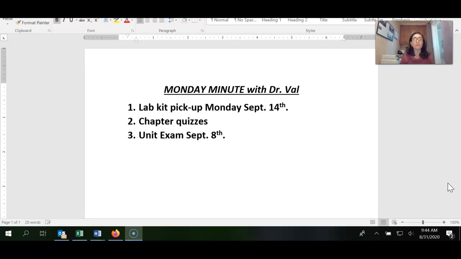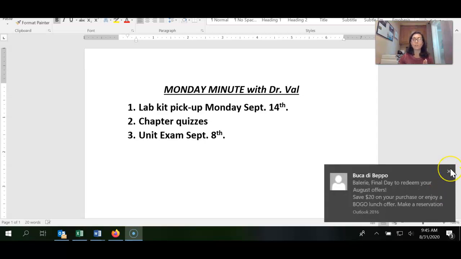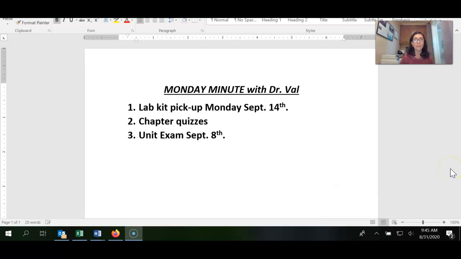On Monday, September 14th, we're going to be opening up the lab for a period of time during the day for students to come and pick up boxes that we've prepared for you. In these boxes are dissection specimens. Those specimens are going to be a preserved rabbit, a preserved heart, a sheep brain, a sheep kidney, and a cow eye.